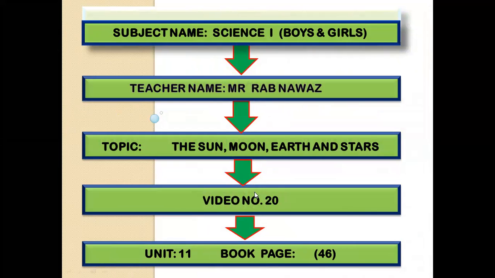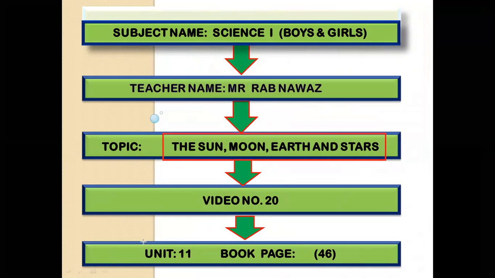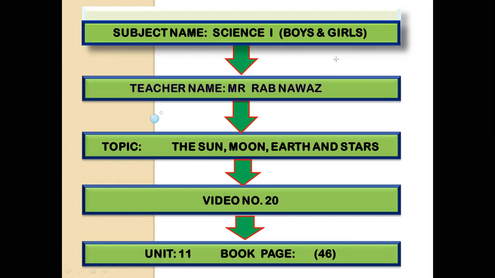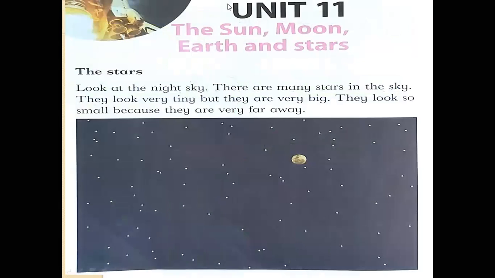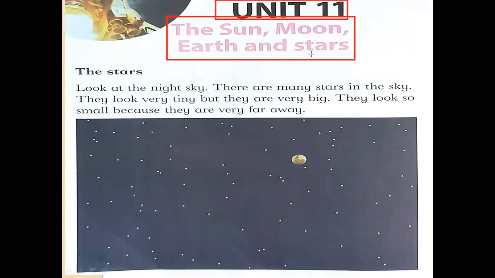In this video, we are going to learn about the most important and interesting topic, that is the sun, moon, earth, and stars. This is Unit 11 and your book page number 146. Unit 11, the sun, moon, earth, and stars.